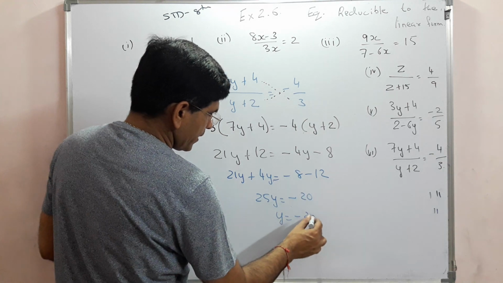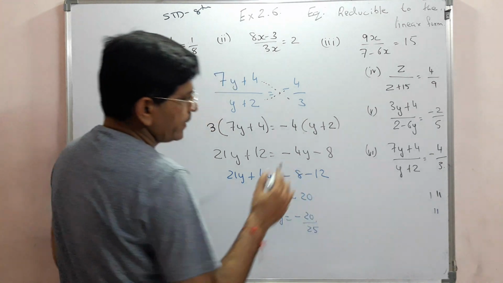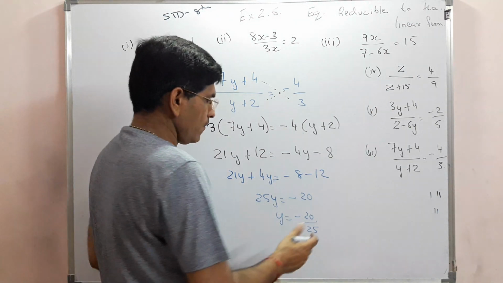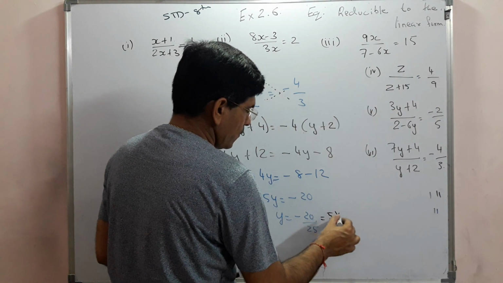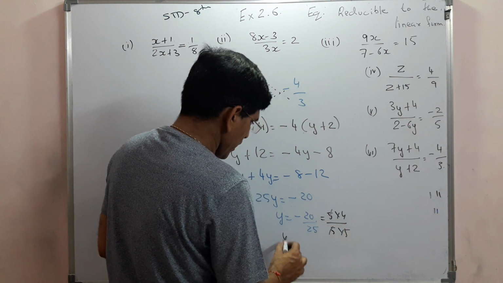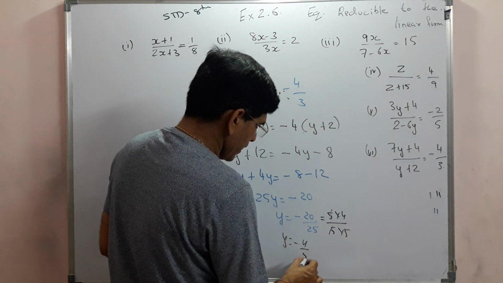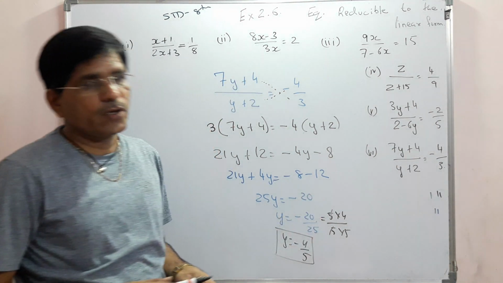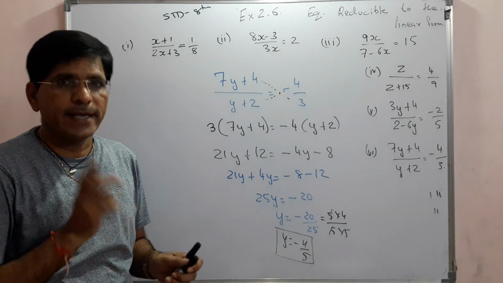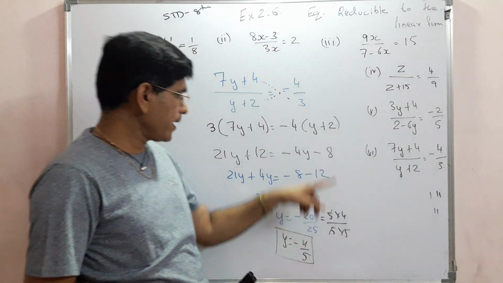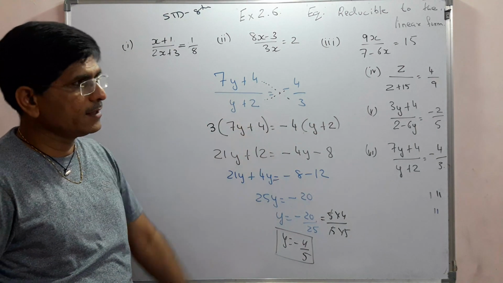y is equal to minus 20 upon 25. So 20 and 25 are in the table of 5. That is 5 into 4 and 5 into 5. So y is equal to minus 4 by 5. Again I am telling you, you are not in 8th standard. You have to write 1 to 25 tables daily, 1 to 25 squares and 1 to 10 cubes. Then you can do all the cancellation easily.